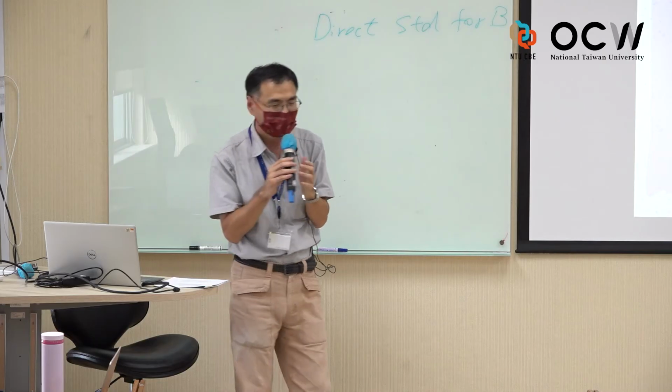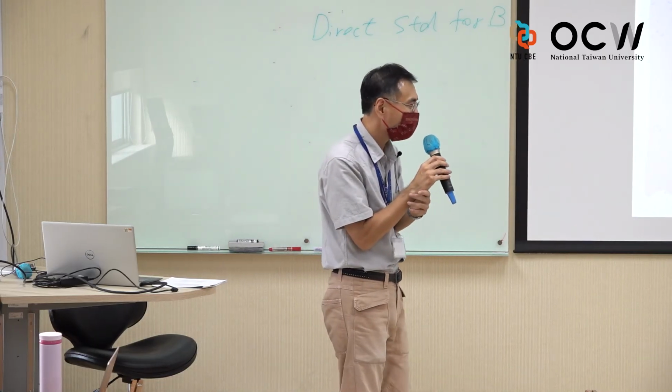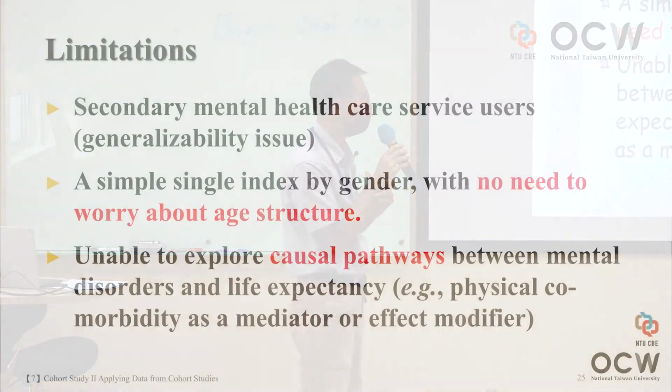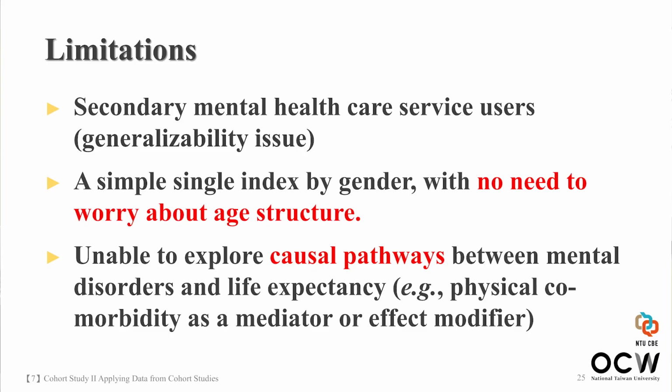But the problem is that it's way too simple. So it simplifies the scenario. So we are not able to explore the causal pathway between the mental disorder and the life expectancy, like physical comorbidity as a mediator or effect modifier, right?